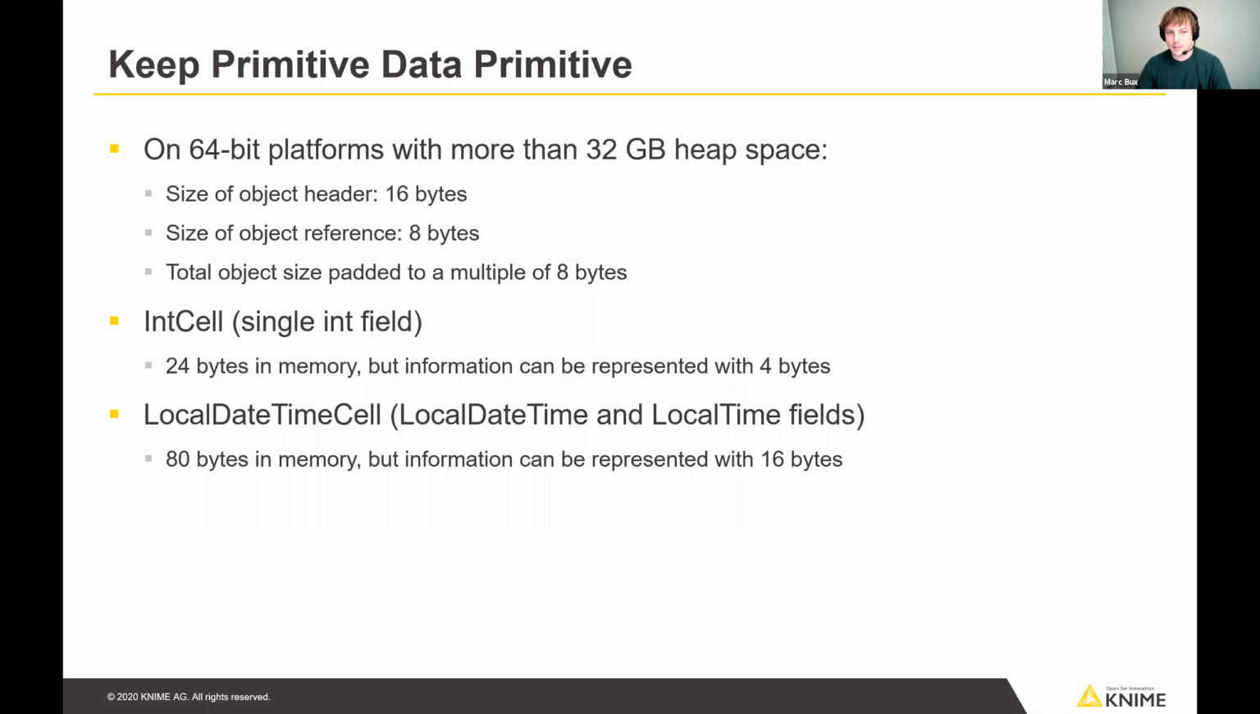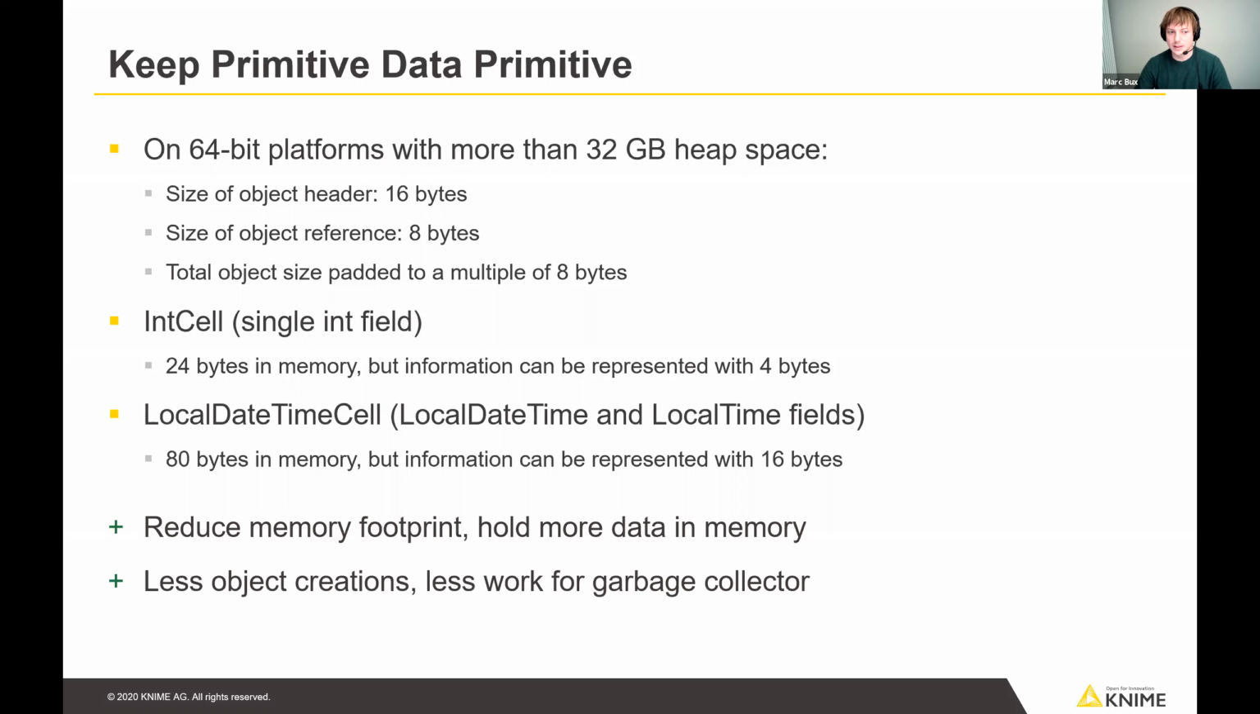So with this new columnar table backend, each cell no longer has its own object. And this means we keep primitive data primitive, we reduce the memory footprint by a lot, and this allows us to hold more data in memory.